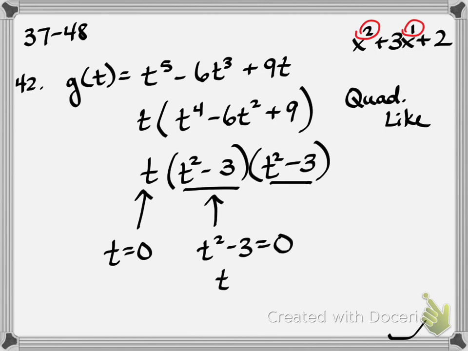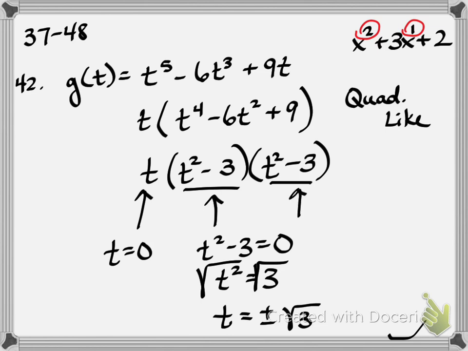Add 3. Take your square root. So t is plus or minus the square root of 3, since 3 won't break down. I had 2 of those, so these have a multiplicity of 2. Each of them do. And there was only one factor of this, so it had a multiplicity of 1. They didn't ask about multiplicity, but I just thought I'd throw it in there for us.